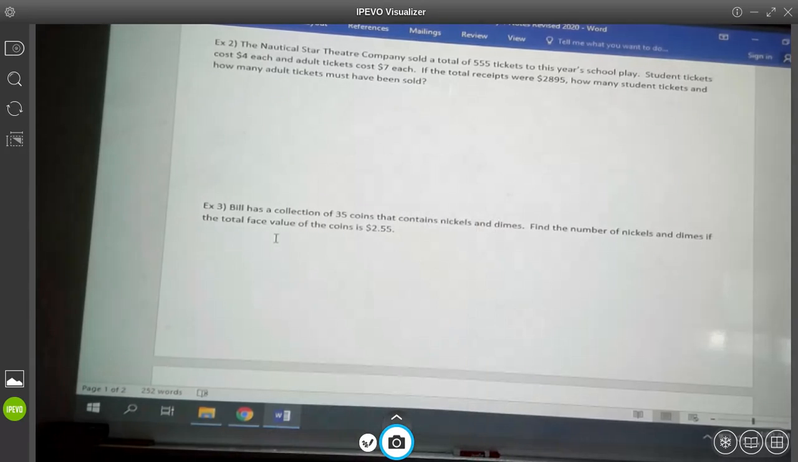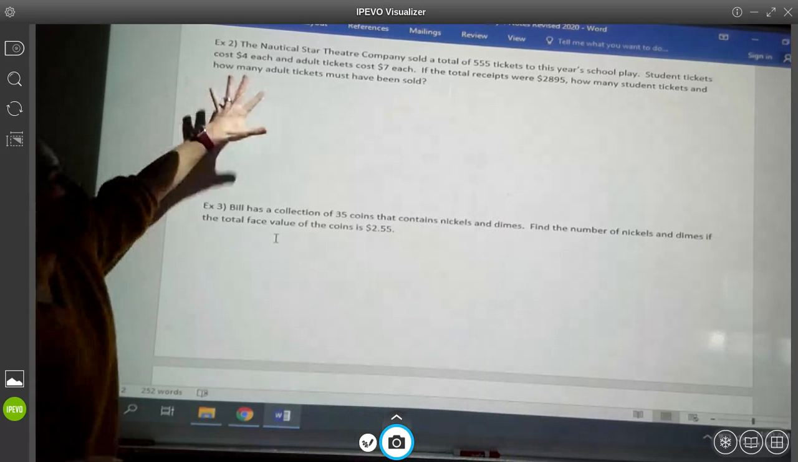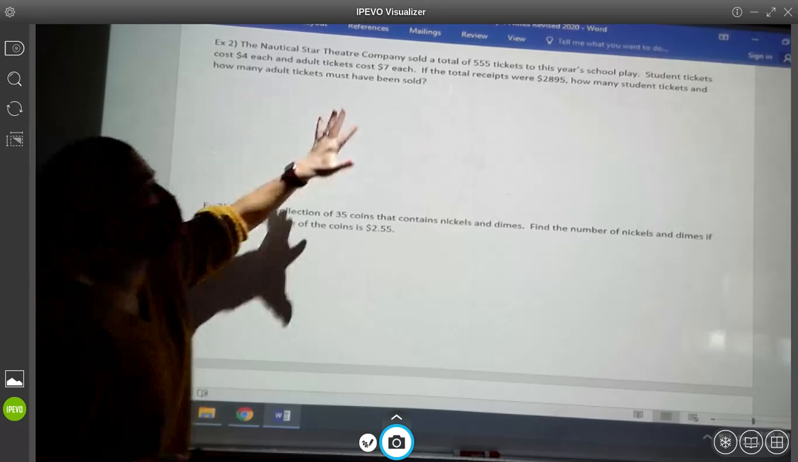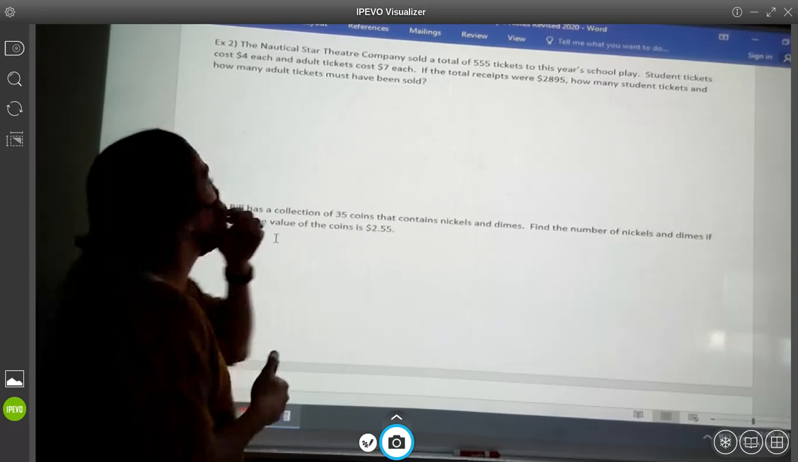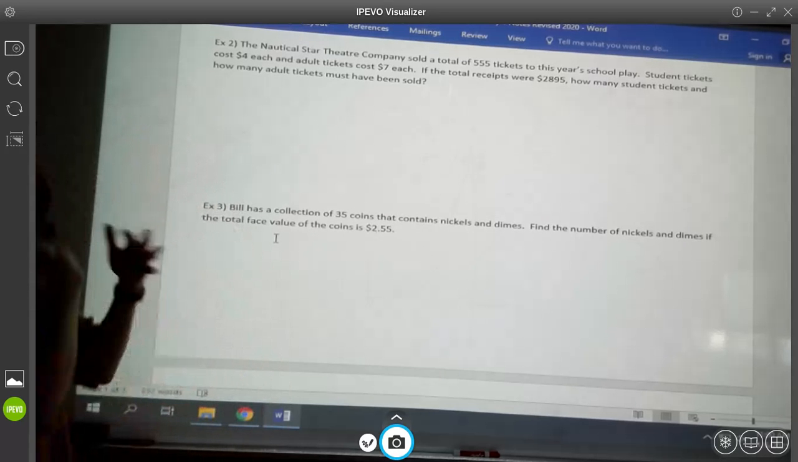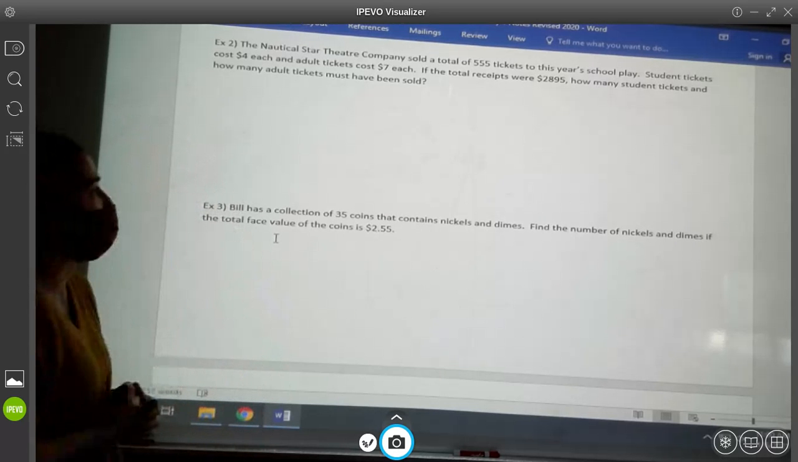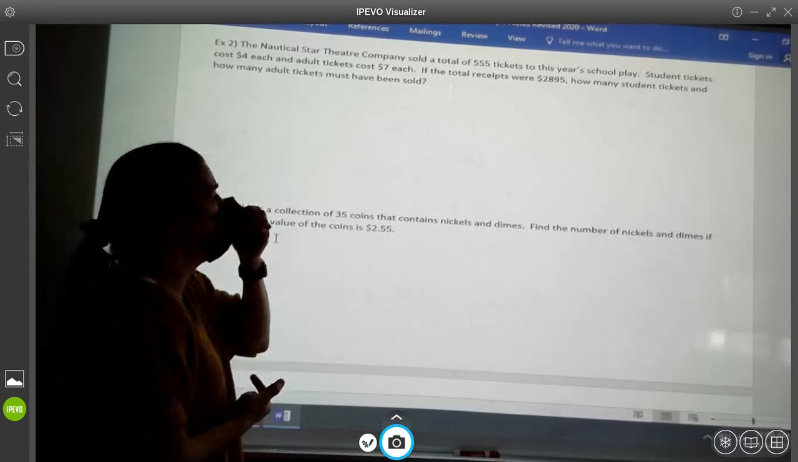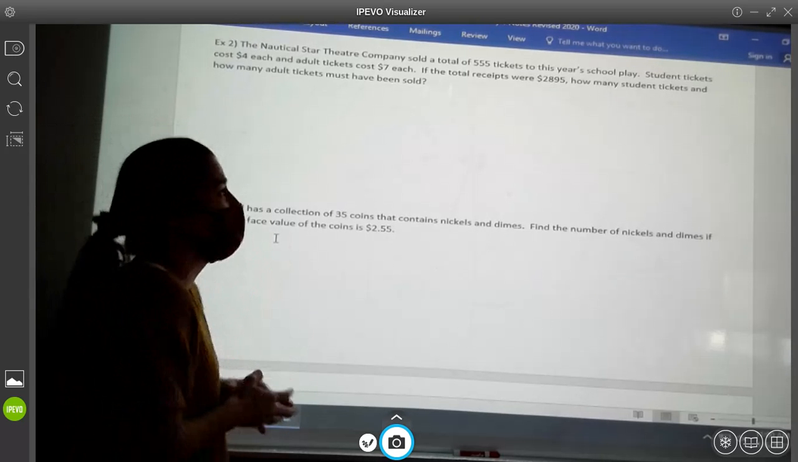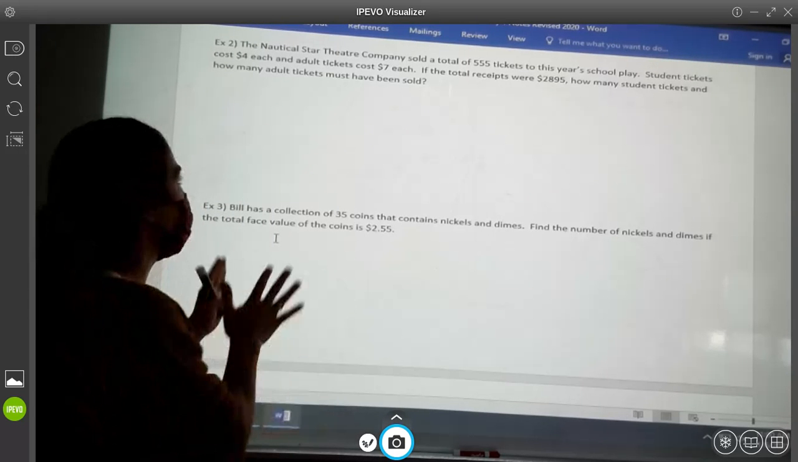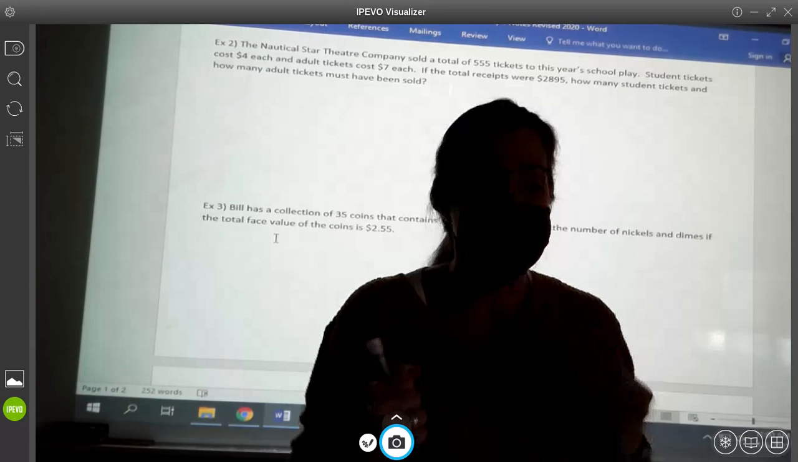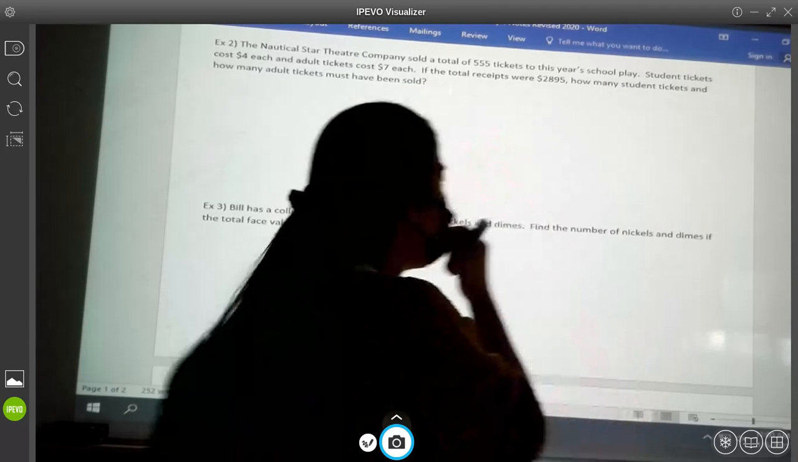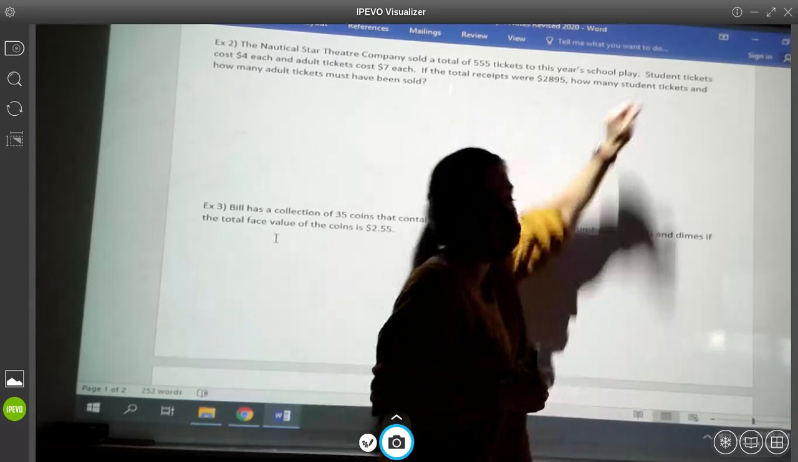So look at number 2. The Nautical Star Theater Company sold a total of 555 tickets to this year's school play. Student tickets cost $4 each, and adult tickets cost $7 each. If the total receipts were $2,895, how many student tickets and how many adult tickets must have been sold? Okay, so we've read the problem. Now you have to figure out what they are asking you to find. They are asking us to find how many student tickets and how many adult tickets were sold.